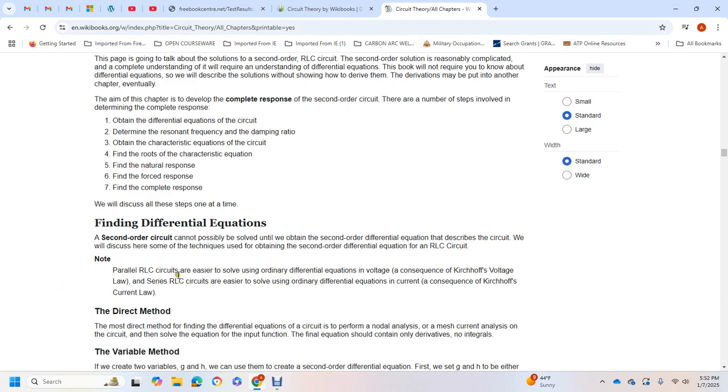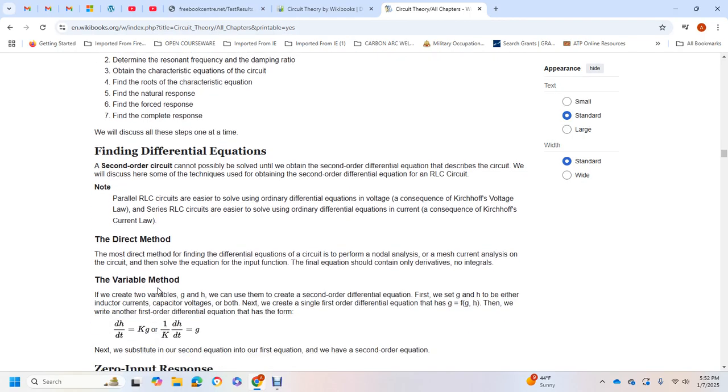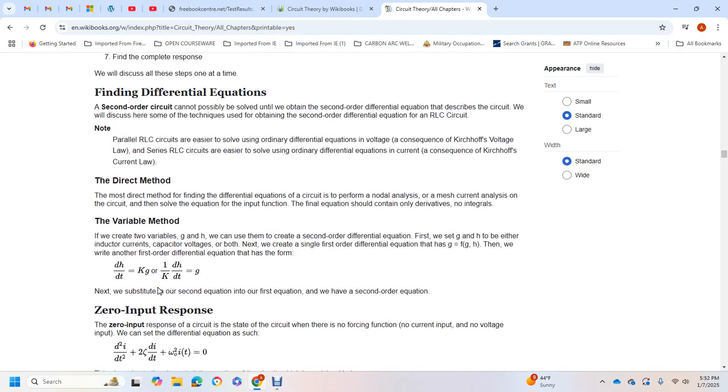Consequently, series RLC circuits are easy to solve using ordinary differential equations in current, as a consequence of Kirchhoff's voltage law and Kirchhoff's current law. The most direct methods of finding the differential equation of the circuit are performing node analysis or mesh current analysis on the circuit, with the input function. The final equation should contain only derivatives, not integrals.